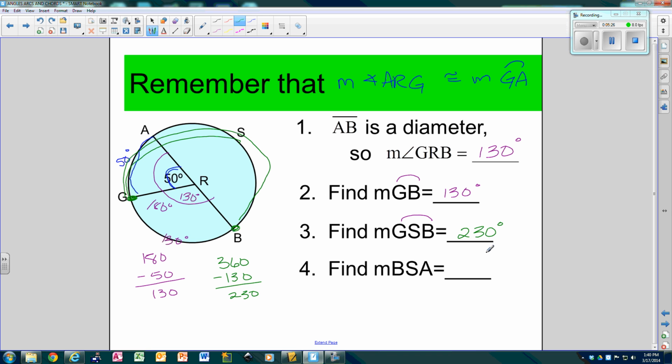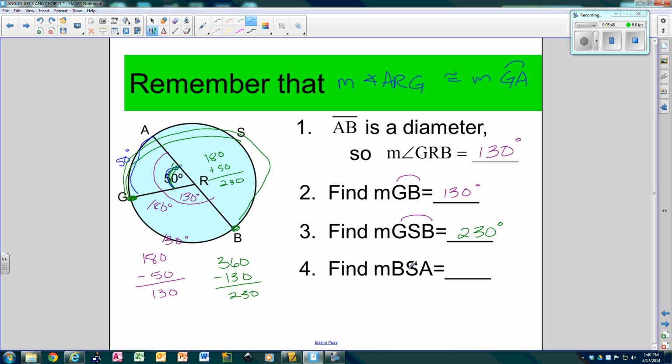You could have also looked at it as half of the circle plus this piece here. So I could have also said 180, half the circle, plus that 50-degree angle, which would also give you 230. So either way, however you saw it, is okay.